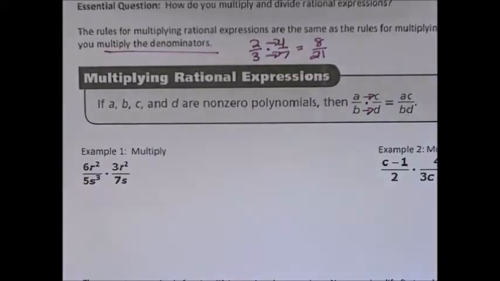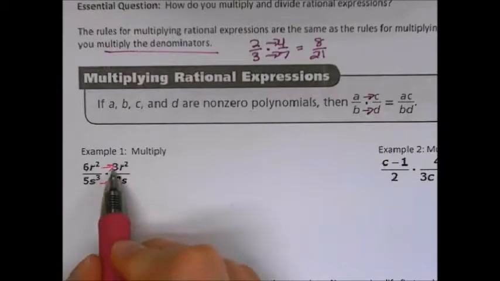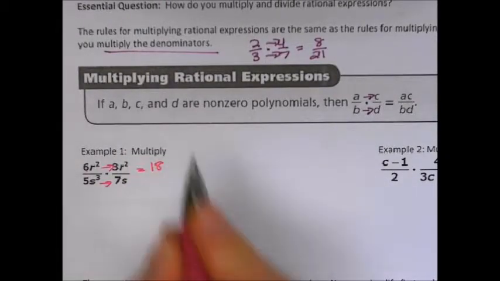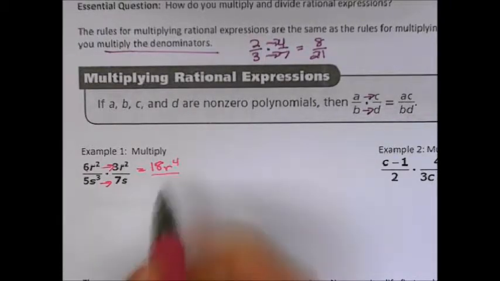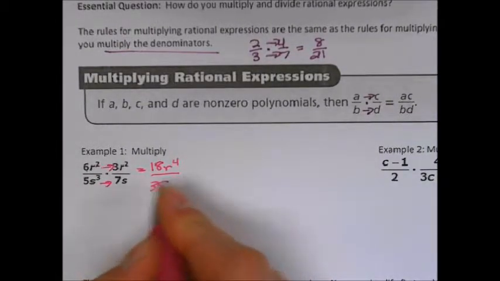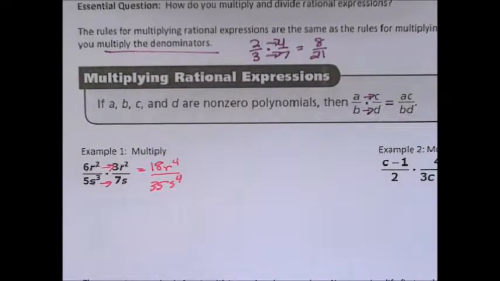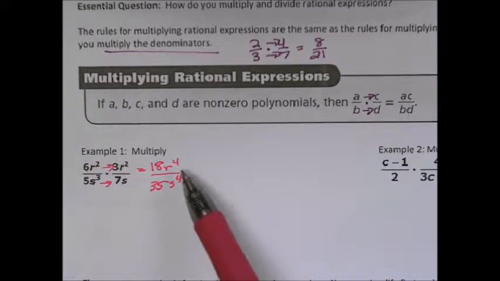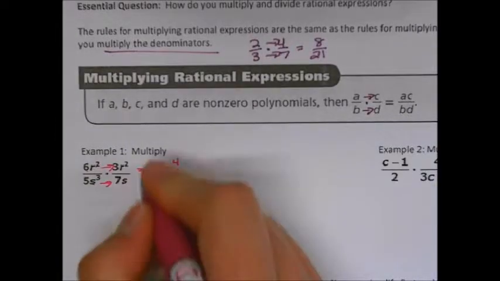Let's look at example 1. We're going to multiply straight across. 6 times 3, 18. R squared times R squared, that gives us R to the 4th. Remember, here we're using our exponent rules. 2 plus 2 is 4. 5 times 7 is 35. S to the 3rd times S, that gives us an S to the 4th. And let's go ahead and check. Do we have anything we can reduce? 18 and 35 we can't reduce. And then R to the 4th and S to the 4th we can't reduce. So this is our answer.